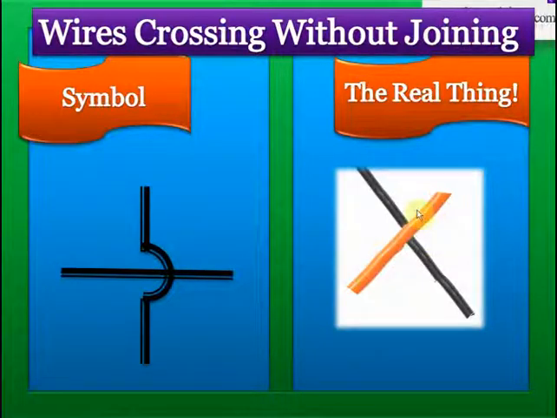Of course, in real life, this happens like this. As you can see, there's a black wire and an orange wire, and the orange wire is moving above the black wire. Both the wires are not joined to each other. Understood? So this is the real picture of 2 wires crossing each other without joining.